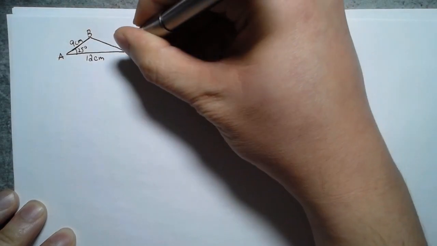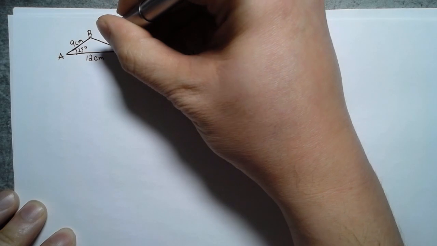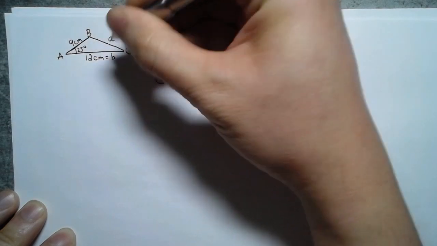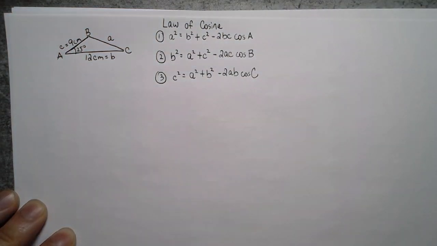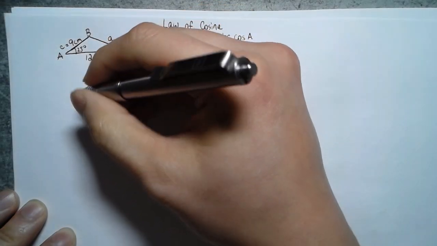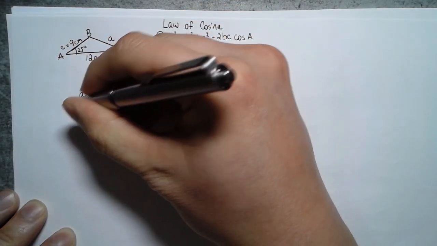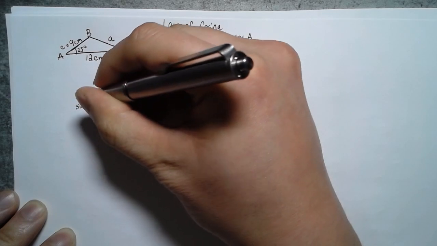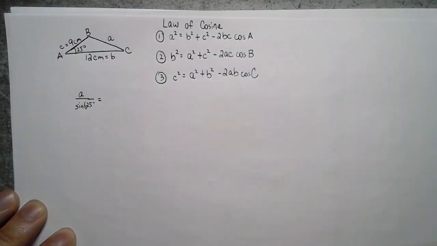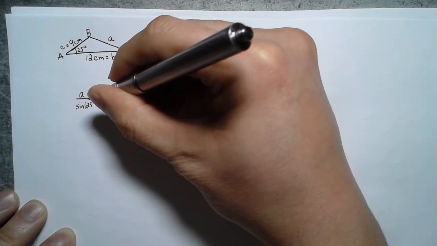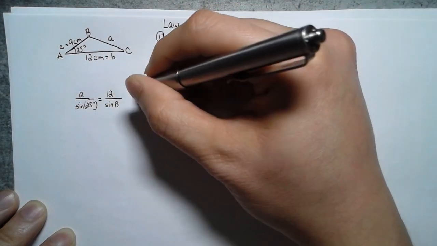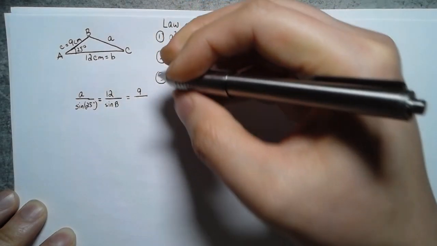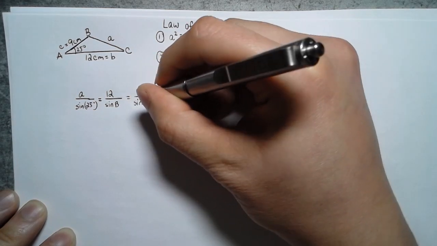So let me give this some labeling. A, B, C. This will be side A. This will be side B. And this right here, the opposite will be side C, opposite angle C, and therefore we have A over sine of 25 degrees equals B, which is 12 over sine of angle B, and side C over this, which is 9 over the sine of angle C.